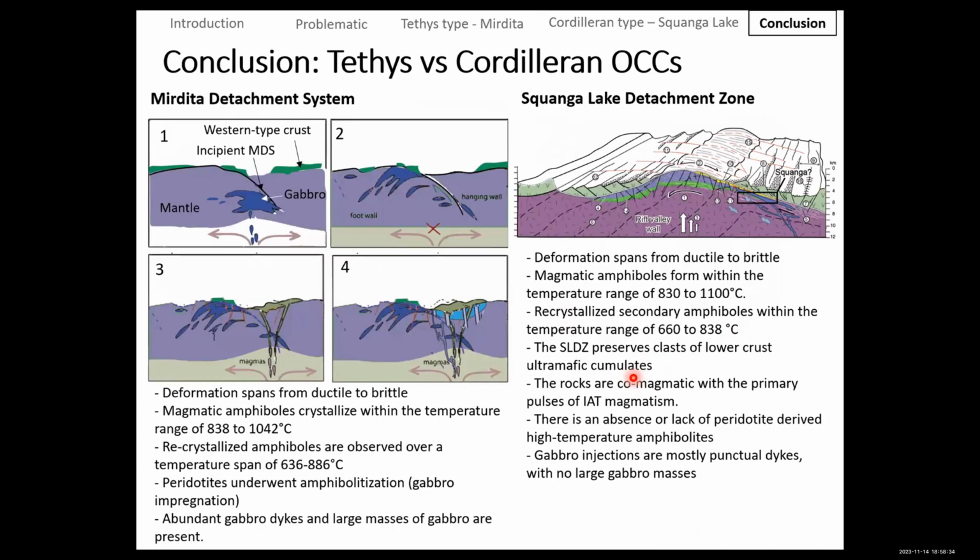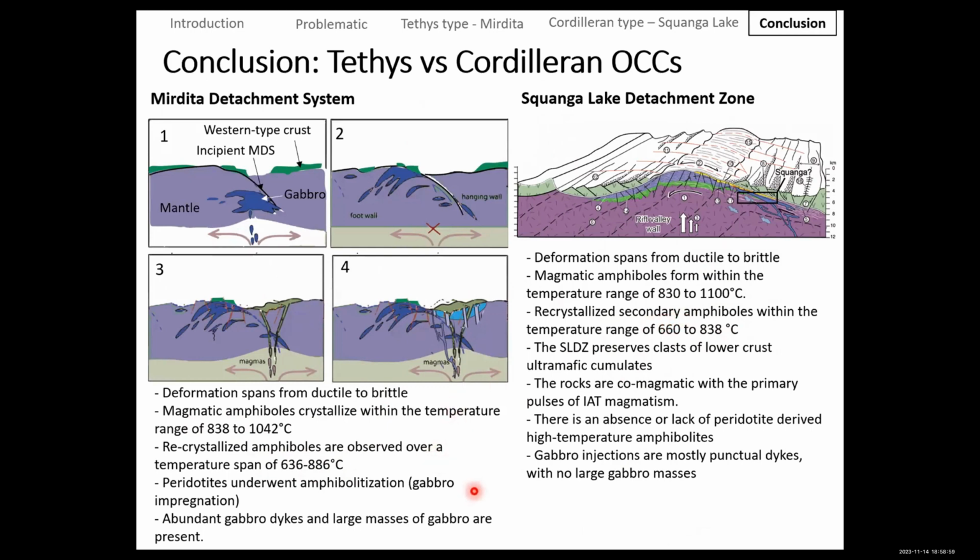So just to conclude, what do we take from the Tethyan versus the Cordilleran type oceanic core complexes? Basically, in both cases, we see deformation spanning from ductile to brittle deformation. We see magmatic amphiboles, which formed at quite similar temperatures. We do see recrystallized secondary amphiboles also formed at similar temperatures in both settings.